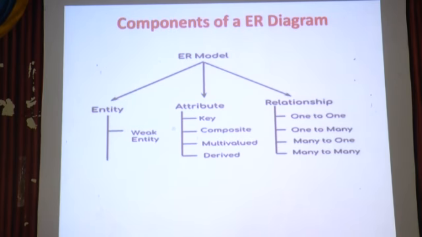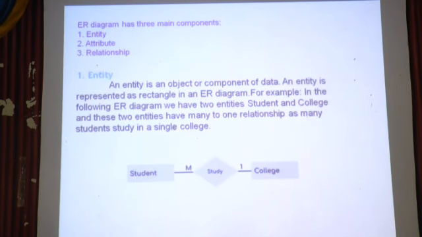Then components of ER diagram. In an ER diagram, there are various components: entity, attributes, relationship. First one is entity, which also includes weak entity. Entity means an object or component of data. Entity is represented as a rectangle in ER diagram. Here we have two entities. Student is one entity, college is another entity. Many students study in one college. So this is the relationship in this diagram. M means many students studying in a single college.